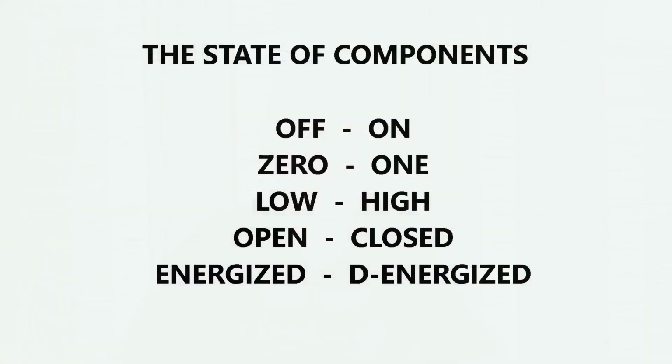There are several means that we use to describe whether a component is on or off, whether it conducts or doesn't conduct. Some of these are off and on, of course. We know what that means. 0 and 1, which is the equivalent in the digital world. Low and high also refers to the digital world. Open and closed and energized and de-energized refers to contacts, switches, push buttons, those sorts of things. So this is also an important part to remember.